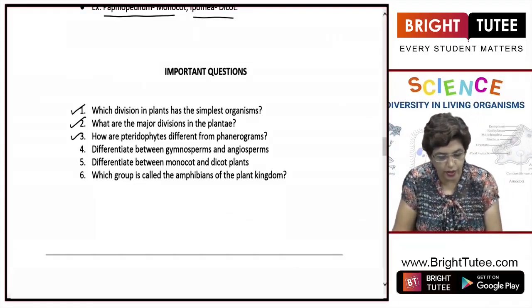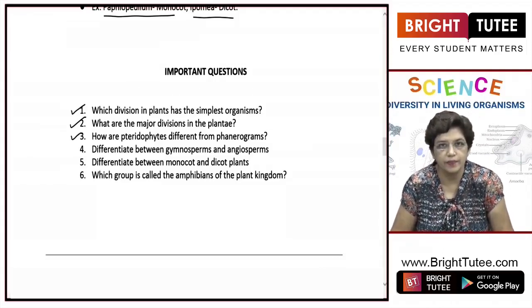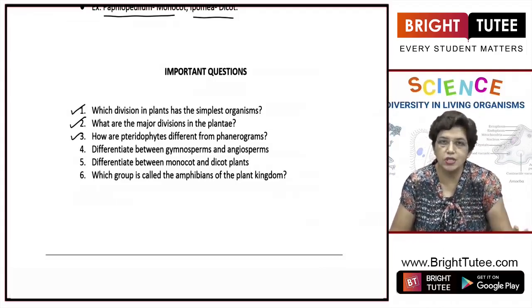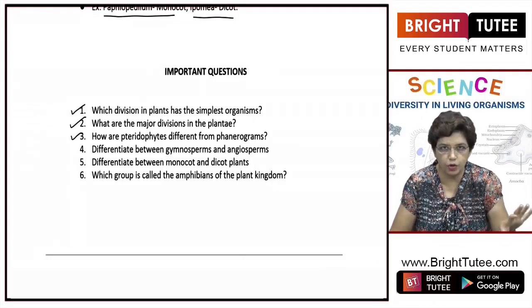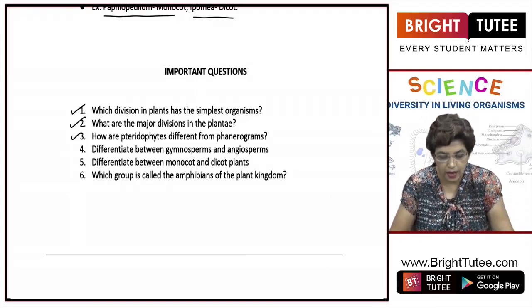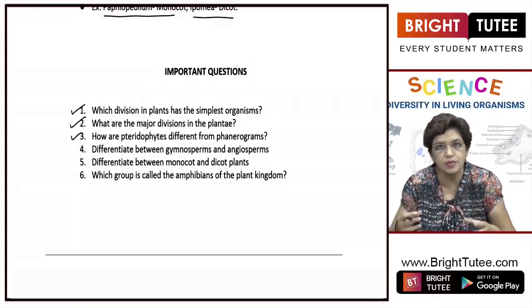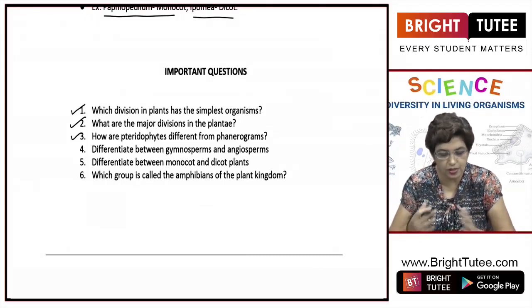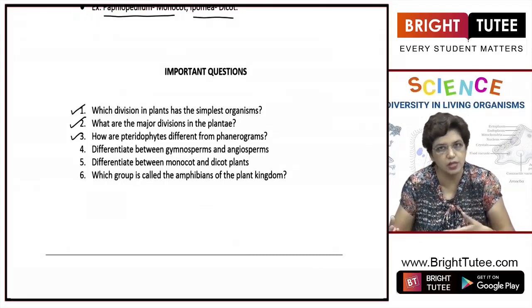Next question, how are pteridophytes different from phanerogams? So pteridophytes actually fall under the category of cryptogamae. So they have hidden reproductive parts, they do not bear flowers, they do not bear seeds. While on the other hand, phanerogams have the reproductive parts and they bear seeds. So this is the main difference, whether they bear seeds or not.